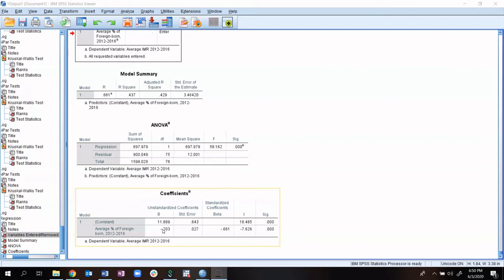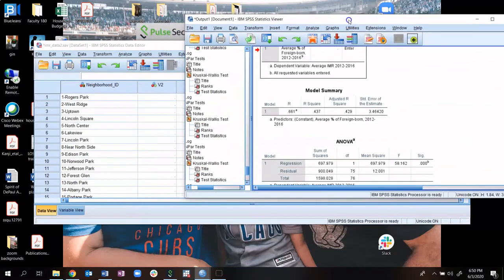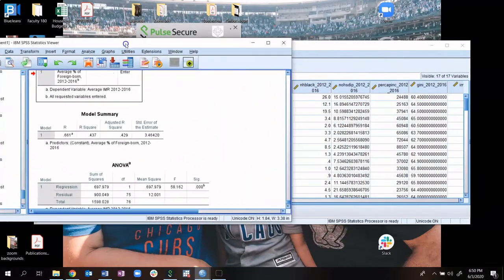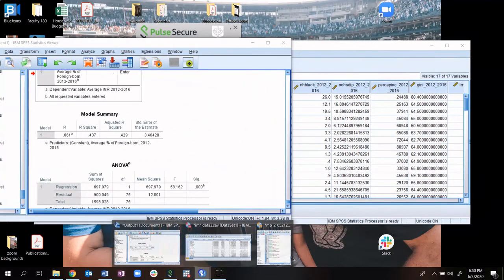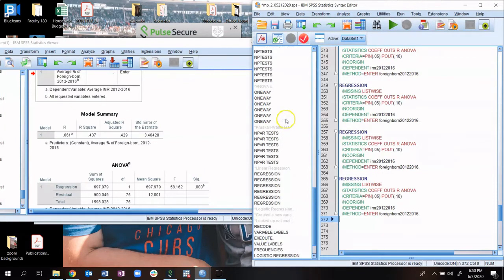For the most part, we just say that every 1 unit increase in a community's percent of foreign-born residents decreases the infant mortality rate by 0.203 deaths per thousand births, and that is significant. All right, so that's great. Let's go back to our syntax and see if we can speed this along.